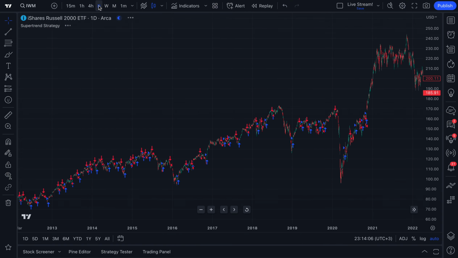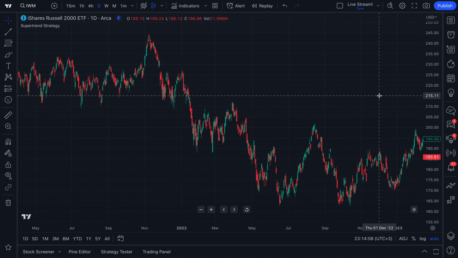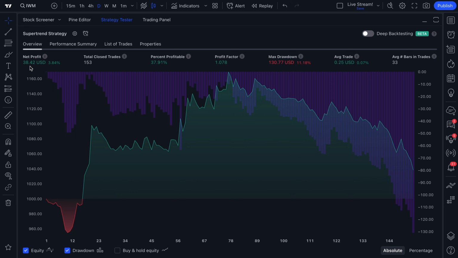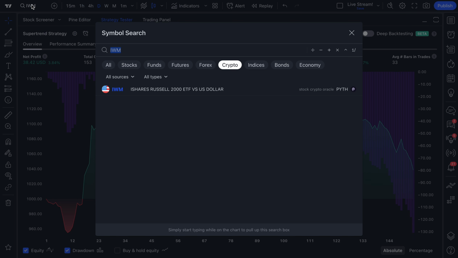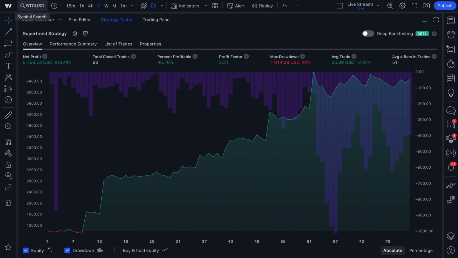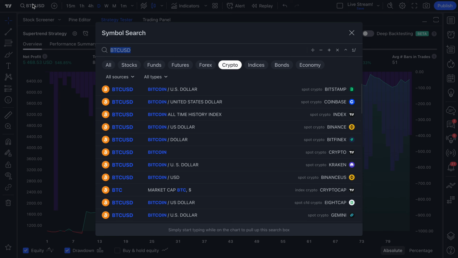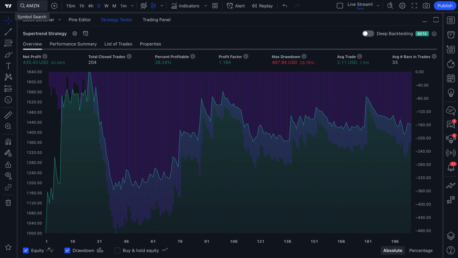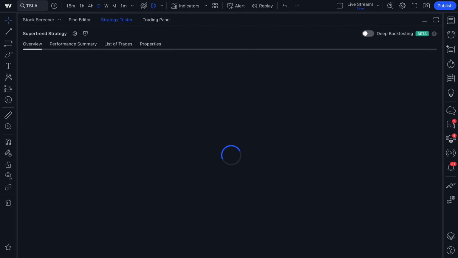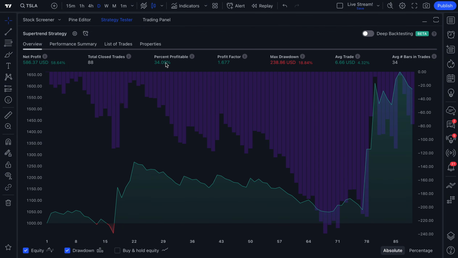And actually, let's even go back to a daily now. So let's go to a daily chart. Let's click 1 year. Let's go back to strategy tester. So you can see how would our strategy have performed on a different symbol like IWM, or maybe Netflix, or how about BTC USD? Or how about Amazon? Or what about another company like Tesla? So you're seeing all of the trades here based on the symbol and time frame that we are selecting.